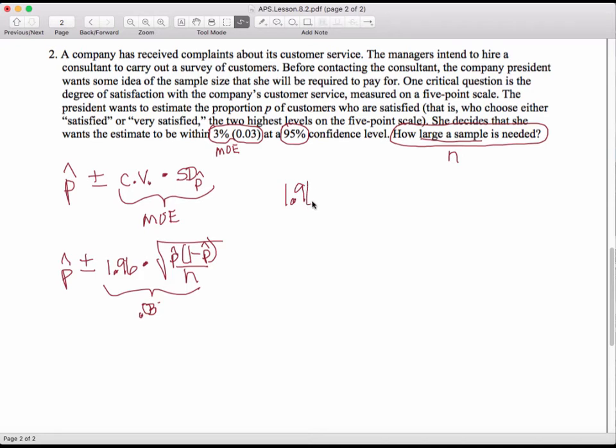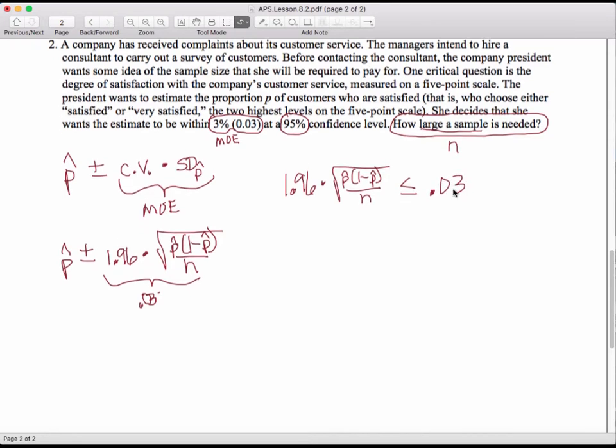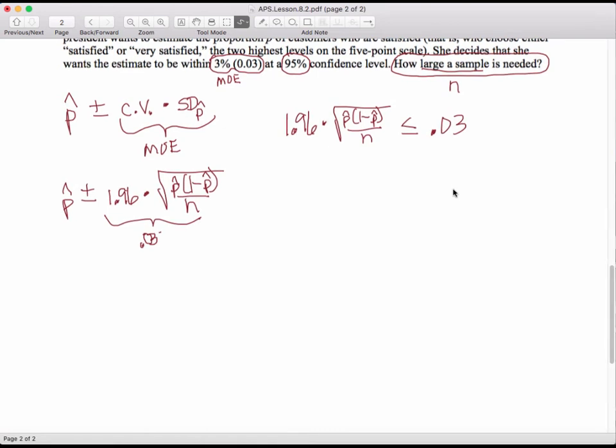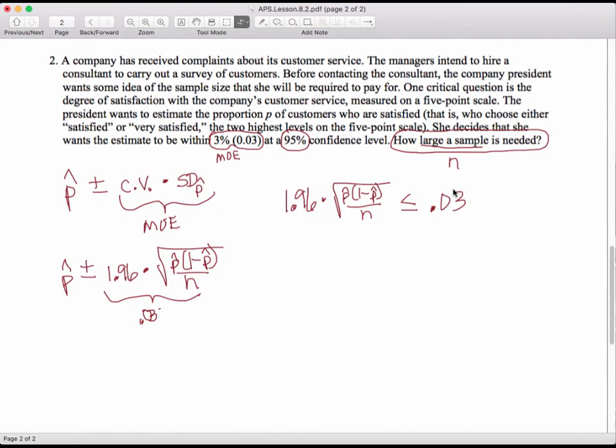So 1.96 times the square root of, actually we can, I guess we'll type it in, p hat times 1 minus p hat all over n. We want that to be within, which means less than or equal to, 3%. We want that to be within 3%. That is our, actually it's an inequality that we're going to solve for n. With one problem, of course, we don't have p hat. Great. Nothing in the problem told us what the sample proportion was. So now we got a little problem.